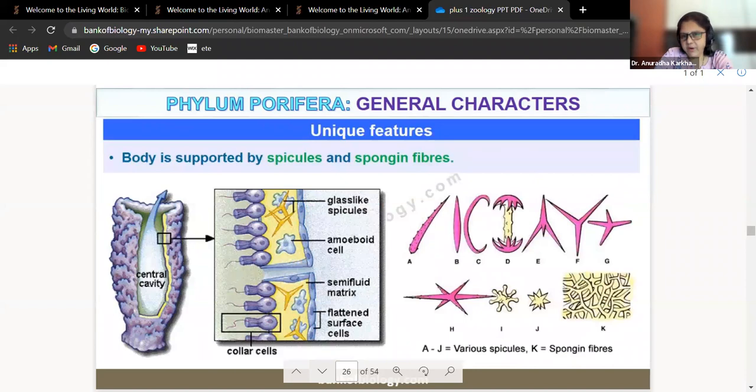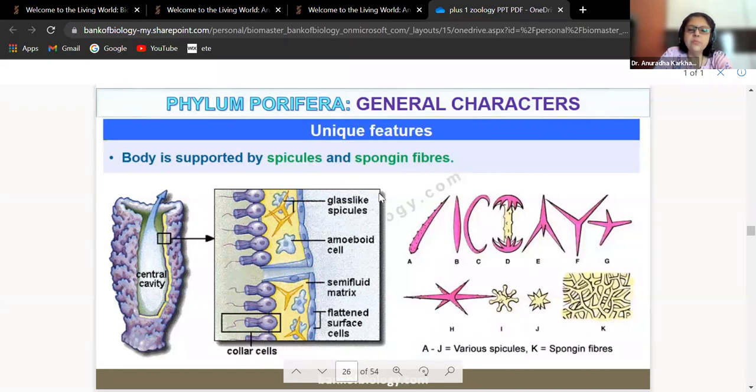Then what is another point? See, this is also a unique feature. Body is supported by spicules and spongin fibers. So here you can see this is the spongocoel, the central cavity. If we enlarge and zoom into this part, what do we see? We see glass-like spicules, amoeboid cells, semi-fluid matrix, flattened surface cells, and the collar cells. Collar cells. Fine. These are the various shapes of the spicules.